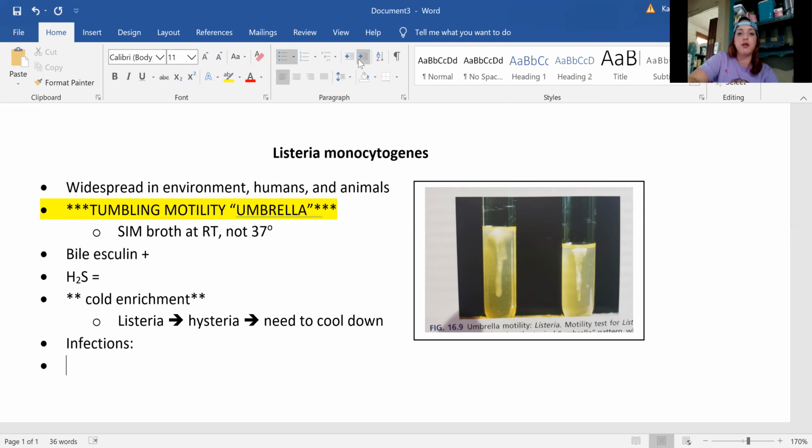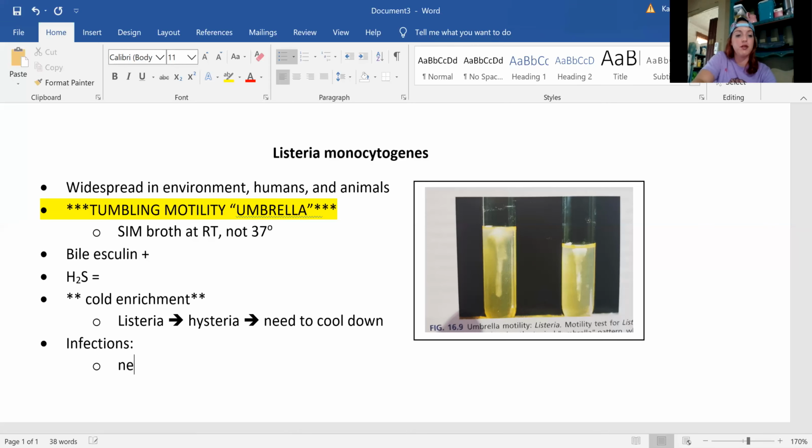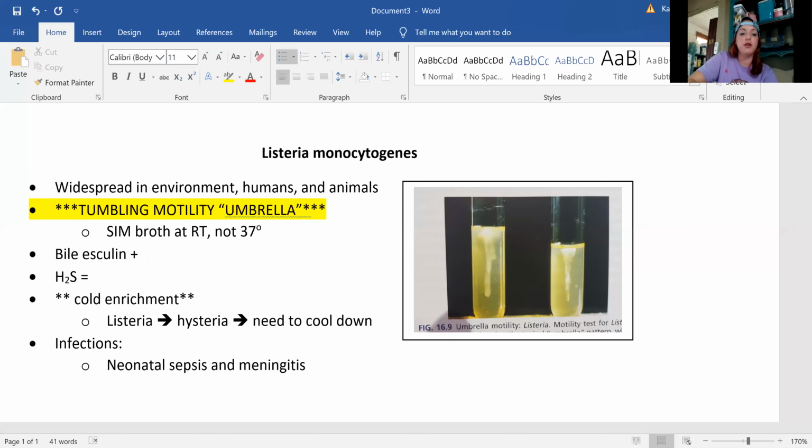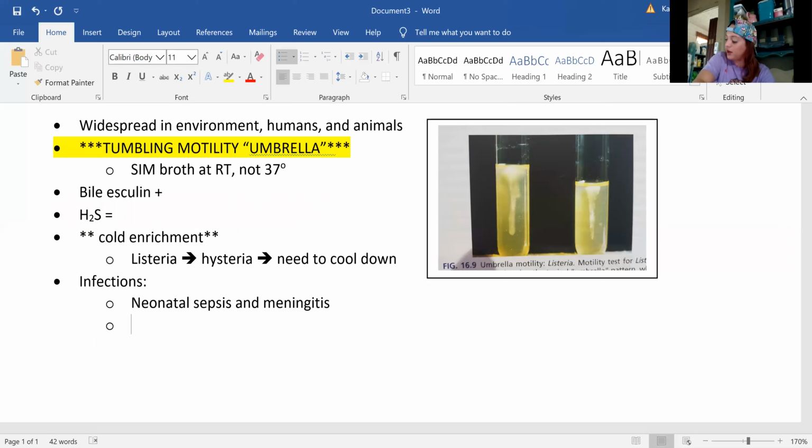Infections. Your big, broad infection is going to be listeriosis. We'll start with neonatal sepsis and meningitis. And it has an increased fatality rate compared to other things that cause neonatal sepsis and meningitis. So Listeria is not what you want to get.